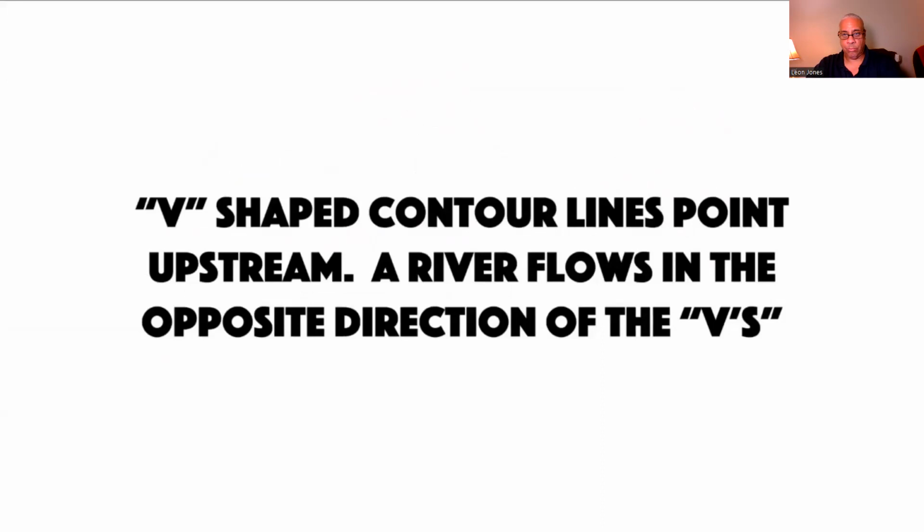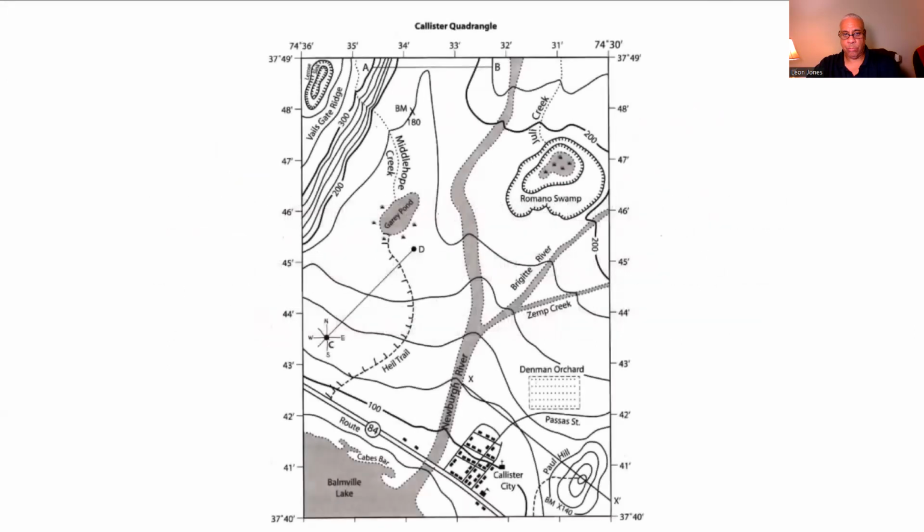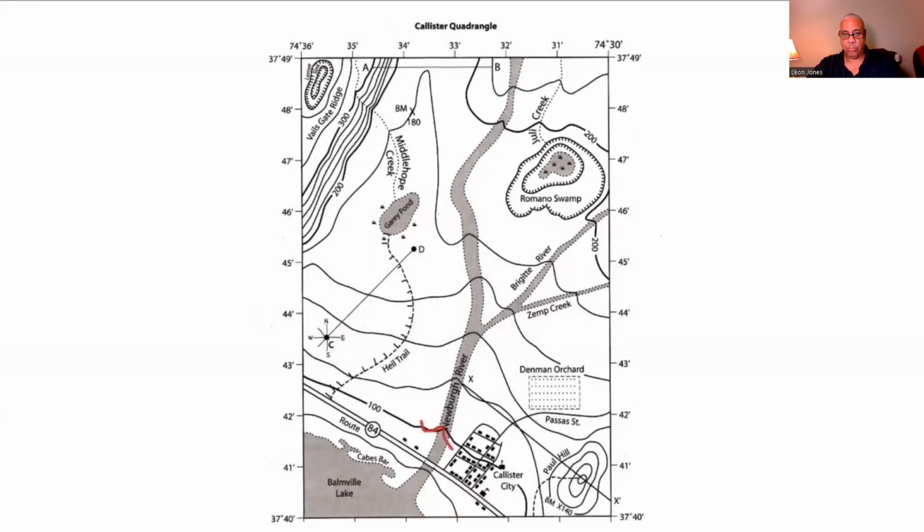lines. If you look for them in a topographic map, they're always pointing upstream. And if the V-shaped lines point upstream, a river is going to flow opposite. That sounds like a lot of information, but when I show it to you here, it's going to make a lot more sense. So in my map, if I look carefully at the Newburgh River, I can see that there are these V's across it. And those are how the contour lines are drawn and bent.